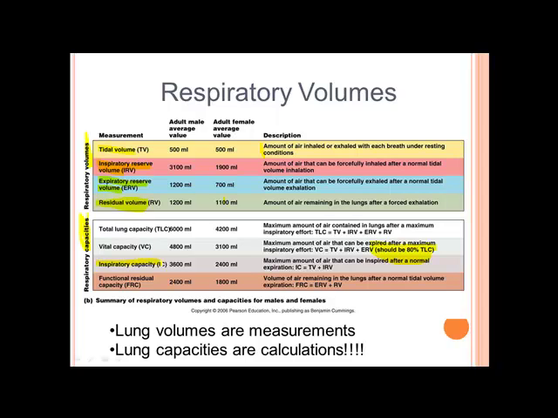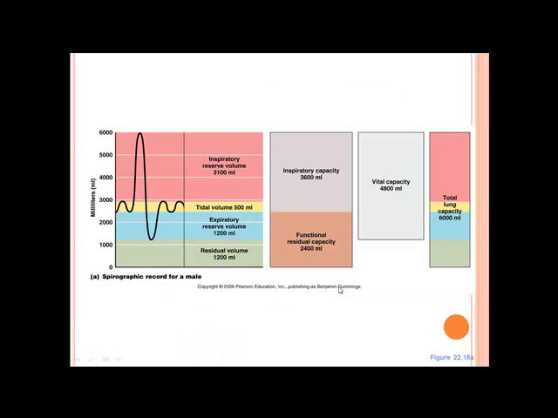Next one is inspiratory capacity, tidal volume plus inspiratory reserve. And the last one is your functional residual capacity. That's your expiratory reserve plus your residual volume. So here's just a chart, kind of lets you see each one. Here's your tidal volume, here's your inspiratory reserve. It's the amount of air past the tidal volume. Here's your expiratory reserve, the amount of air past your tidal volume again for expiration. And then your residual volume, how much air is left in the lung.